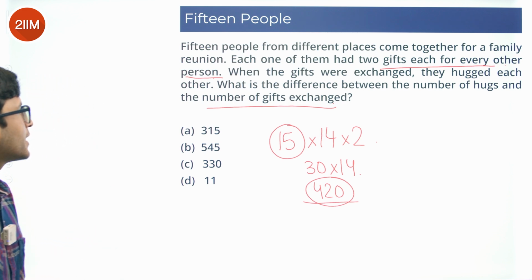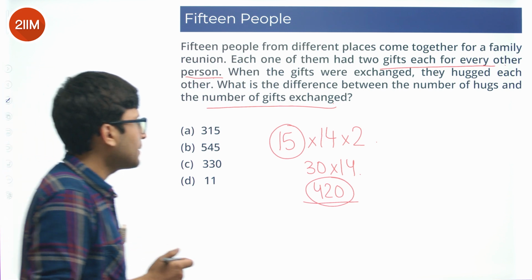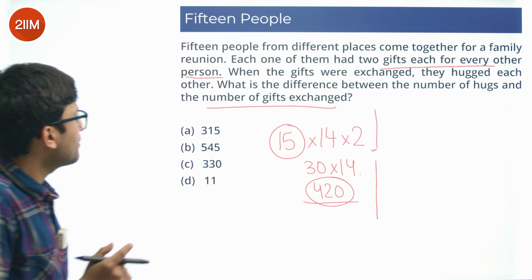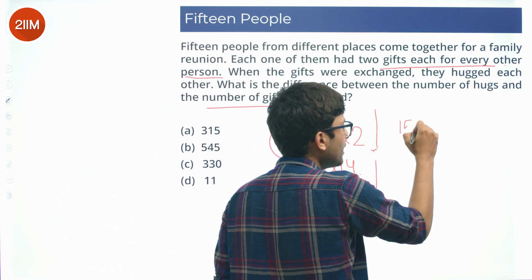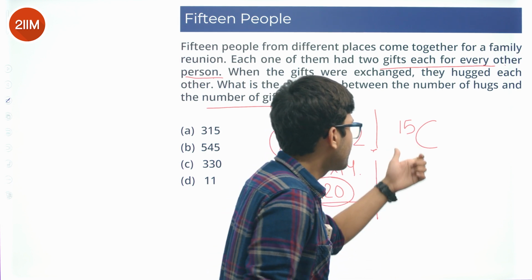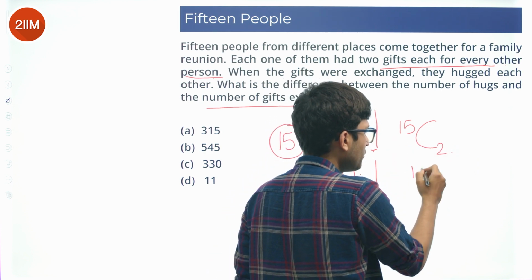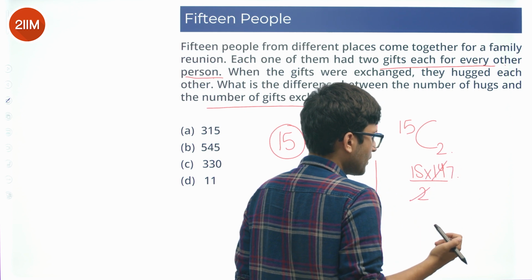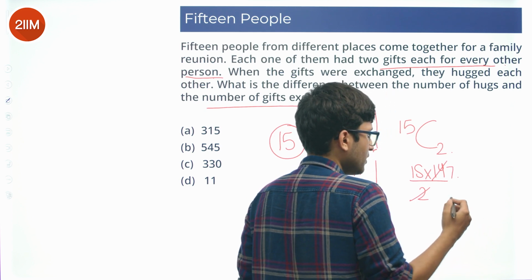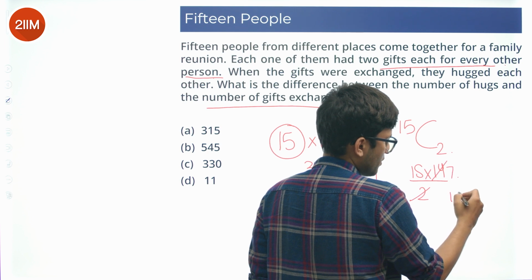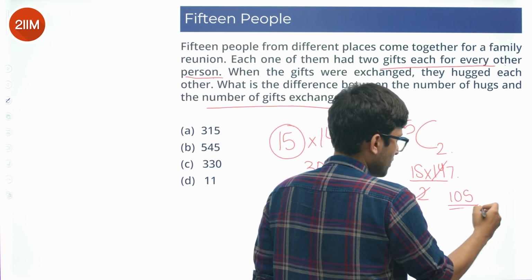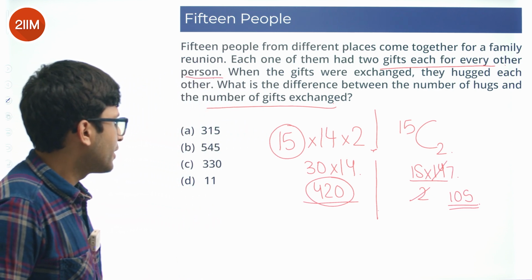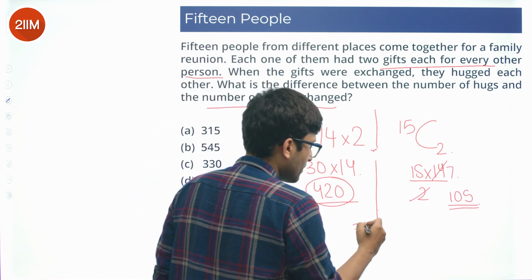So 420 is the number of gifts exchanged. But this is one part of the question. The other part being the number of hugs. Hugs is very direct because there are 15 people and the number of possibilities would be 15C2. So this would be equal to 15 into 14 divided by 2, which is equal to 15 into 7, or 105. So my answer will be 420 minus 105, which will be equal to 315.